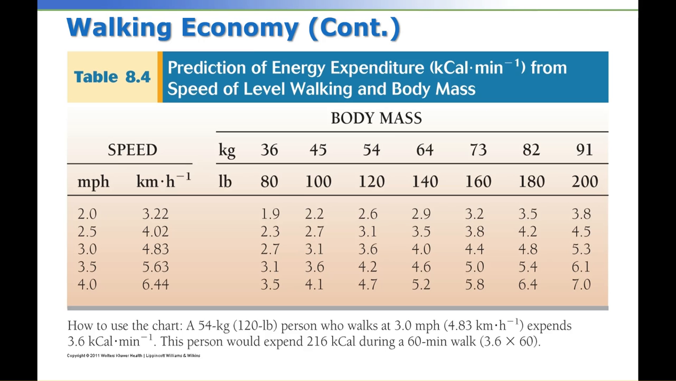So it says how to use the chart. A 120 pound person walks 3 miles per hour, expends 3.5 kilocalories per minute. The person will expend 216 during a 60-minute walk. So your body mass is on the top, speeds are on the left side, and then you find that individual. You see how many kilocalories per minute. So you come down to 120 at 3 miles per hour, and you get 3.6.